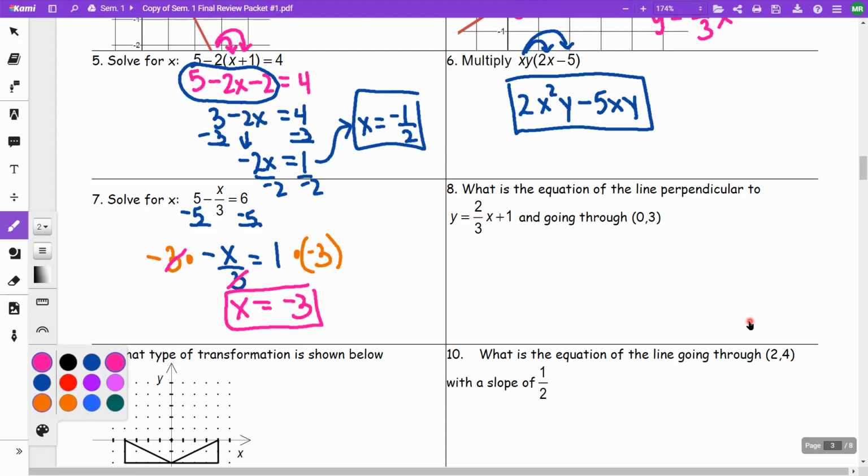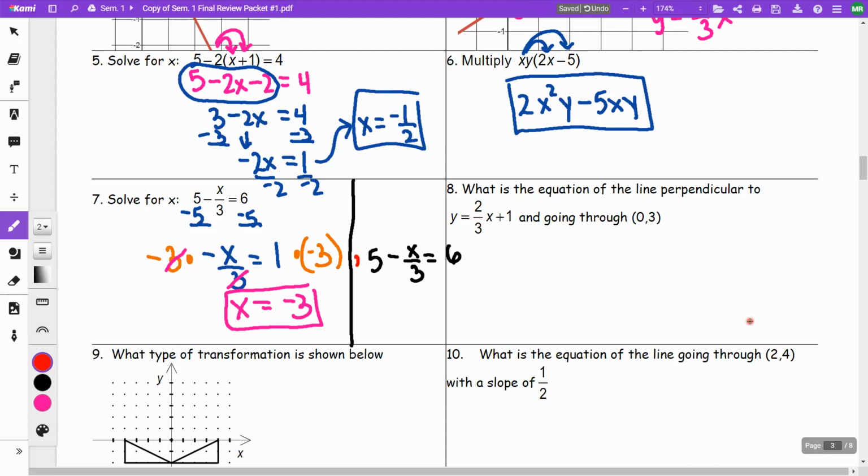And let me just say this, another way you could have also solved this problem. If I have my 5 minus x over 3 equals 6, I could clear the fraction right away. I could times this by 3, this by 3, this by 3. So I get 15 minus, here those 3's would cancel out, x equals 18. I am going to minus 15 from both sides and get negative x is equal to 3. And then divide by a negative and get x is equal to -3. Same answer, just a different way of thinking about it.